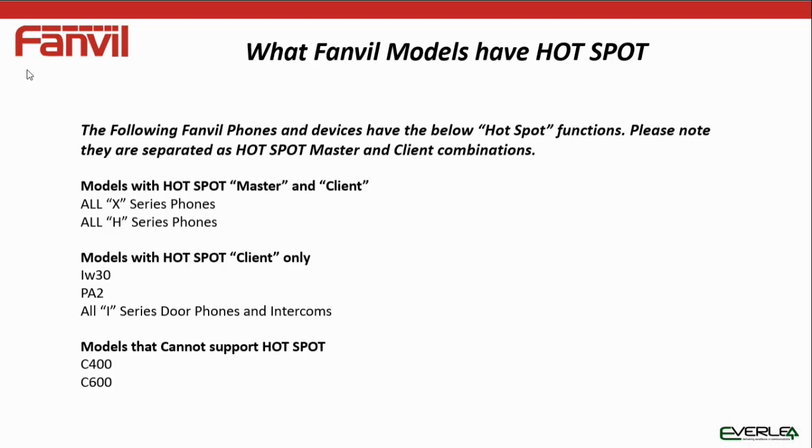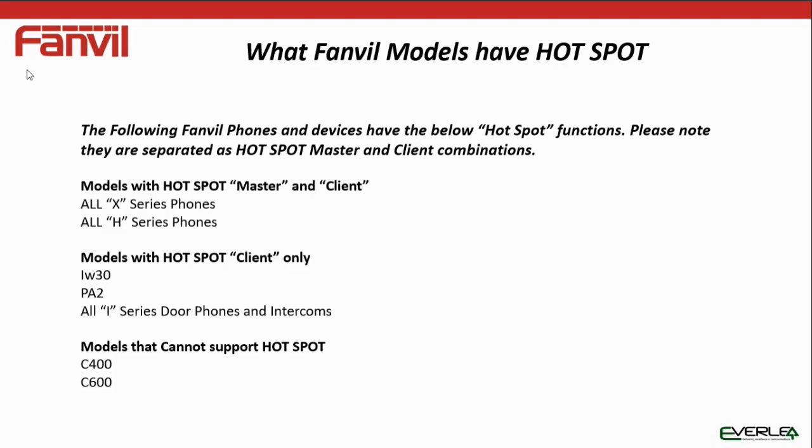So basically all X series phones, that's from the X1, X3, X4, X5S, X6, X7, etc., through the whole range. If it's an X series phone, it can be a master and a client phone. All the H series phones, these are the hospitality phones. That includes the H2, the H3 and the H5. Okay, so they are for the hospitality. They can also act as a master and or a client phone.